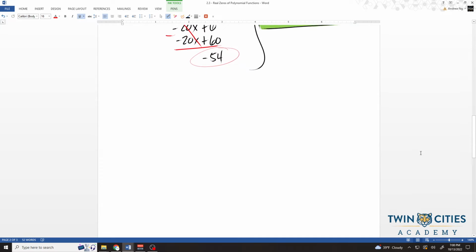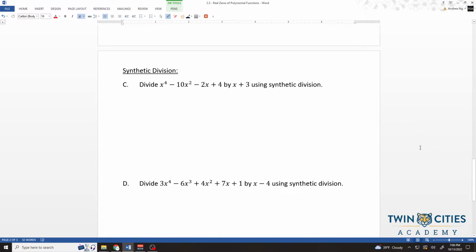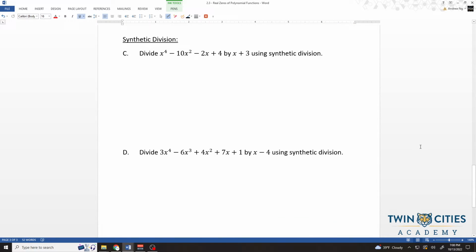However, with synthetic division, our restriction is that we're always dividing by something that looks like x minus a, x plus a, something that looks like that. So here's how to set this up. With synthetic division, I care more about the coefficients on each of these terms when I start out. I'll begin by creating kind of that same half box, but this time it'll be upside down.